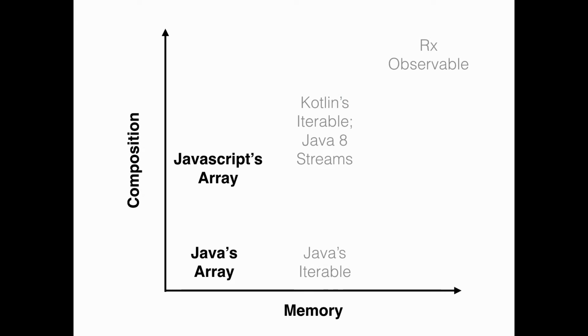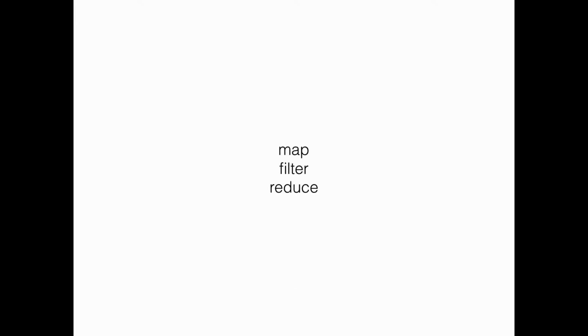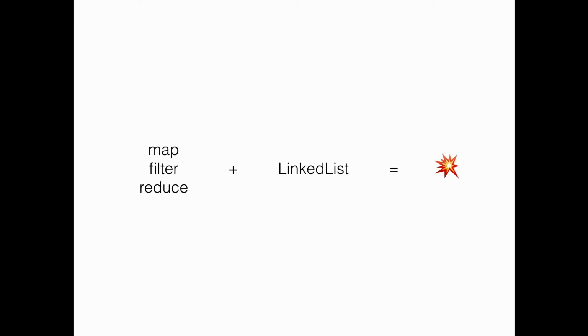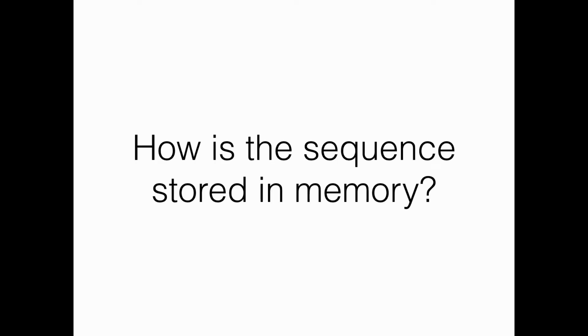Great. Okay, so if we take these ways of composing arrays, map, filter, reduce, and then we try and use them with a linked list, then there are explosions. And the reason there are explosions, specifically in JavaScript, is because arrays are stored in memory in a particular way, right? It's a contiguous block of memory. And so we have to worry about how the sequence is stored in memory.